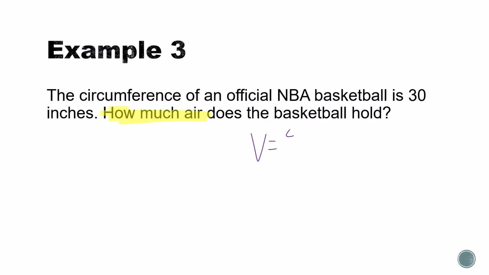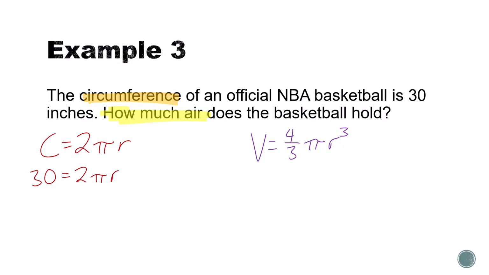Volume equals 4/3 pi r cubed, but we are given the circumference. So we need to use the circumference formula to help us. And we know that the circumference is 2 pi r. So if the circumference is 30, we're going to substitute 30 for c. So 30 equals 2 pi r.